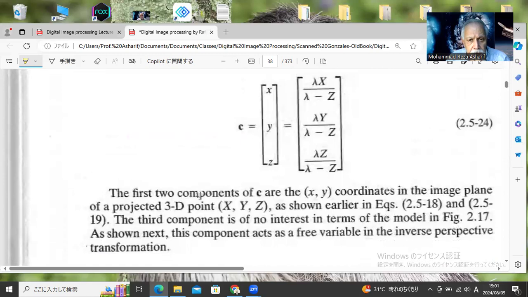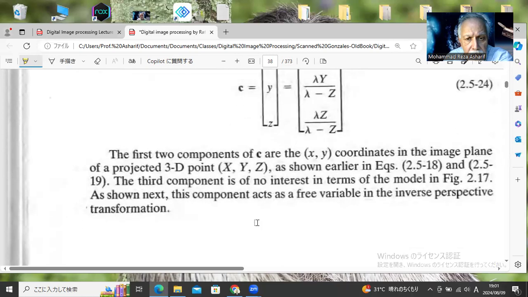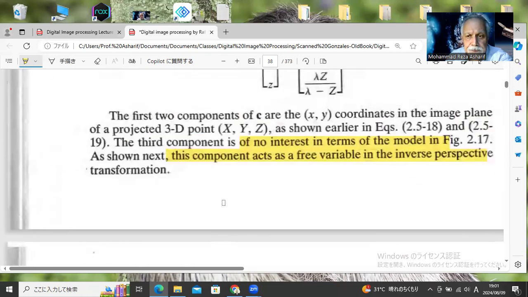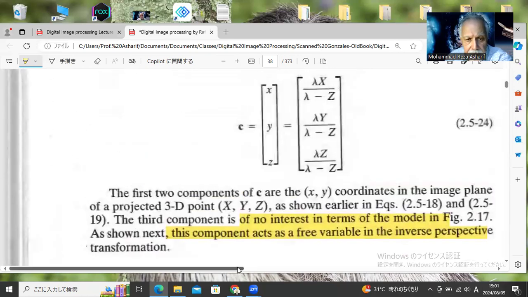These first two components of C are the same xy coordinate plane in 3D as shown in the figure. The third component, we don't have any interest in the third one because it's only two-dimensional. Then this component, as shown, acts as a free variable in the perspective transformation.